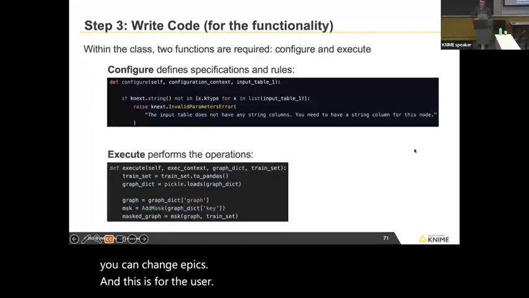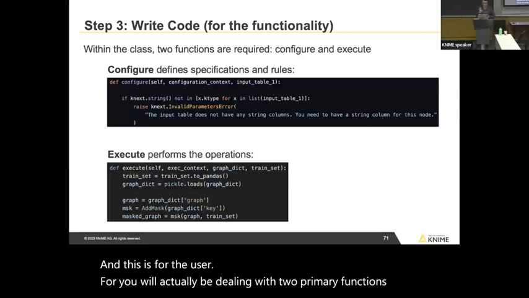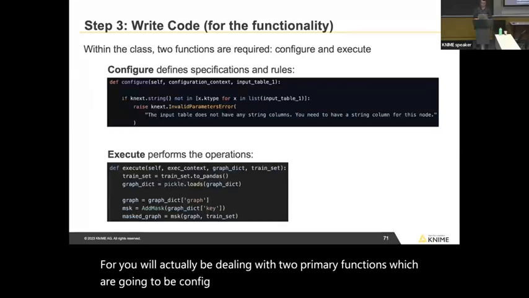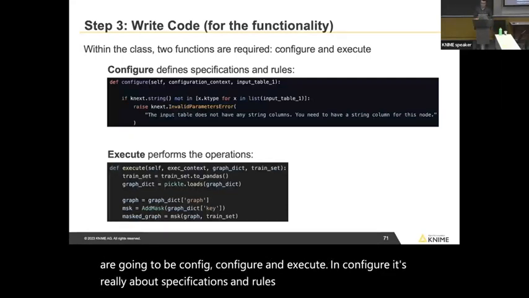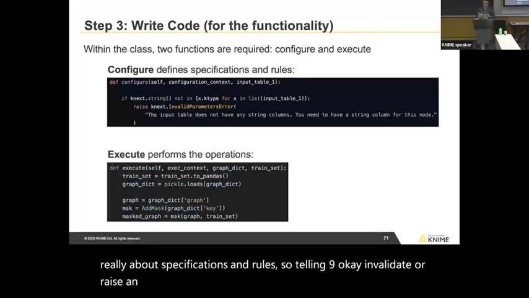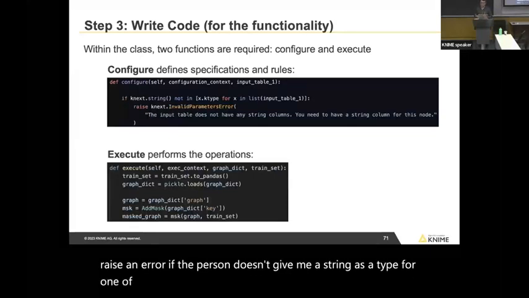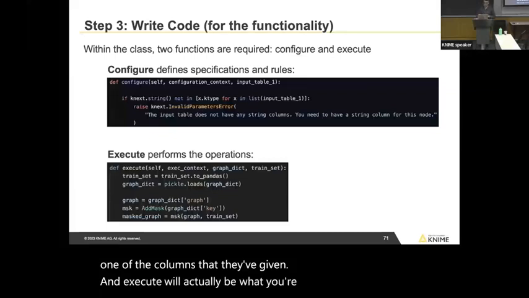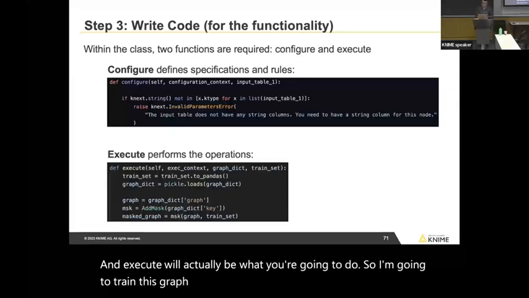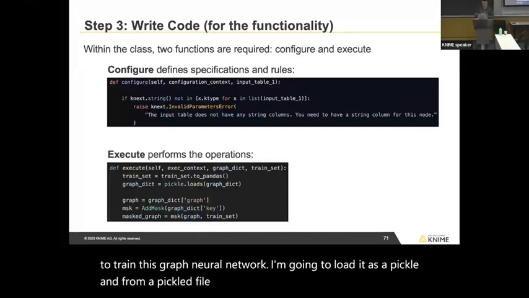Now for you, you will actually be dealing with two primary functions, which are going to be configure and execute. In configure, it's really about specifications and rules. So telling KNIME, okay, invalidate or raise an error if the person doesn't give me a string as a type for one of the columns that they've given. And execute will actually be what you're going to do. So I'm going to train this graph neural network. I'm going to load it as a pickle from a pickled file, et cetera, et cetera.